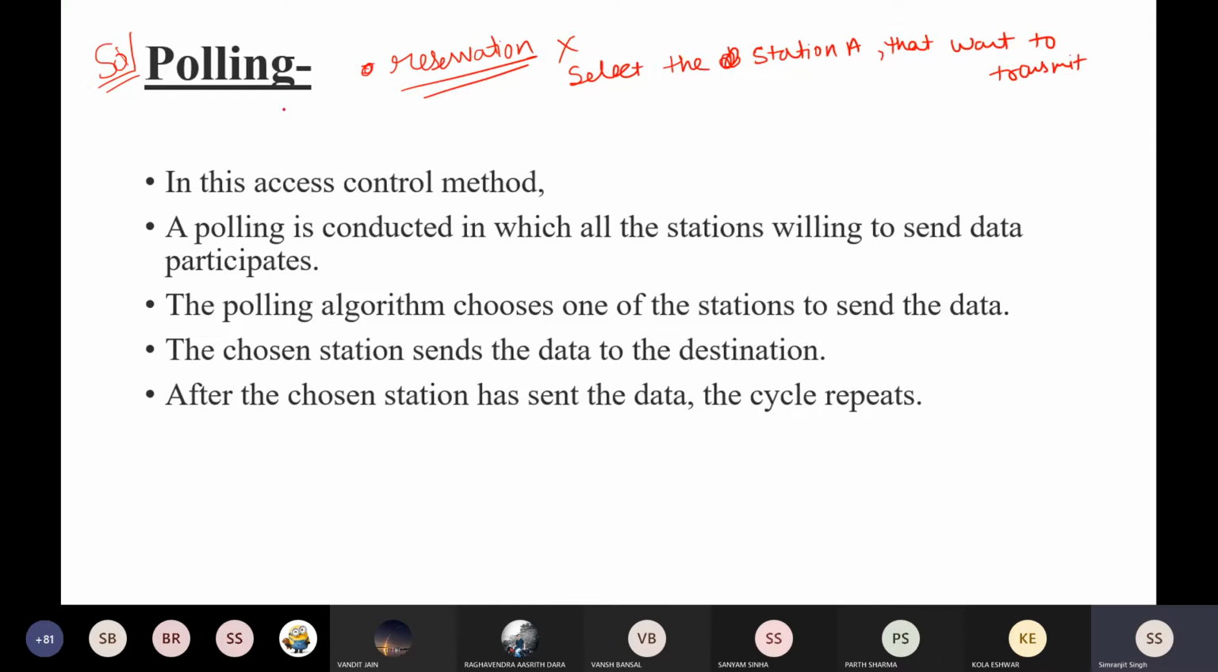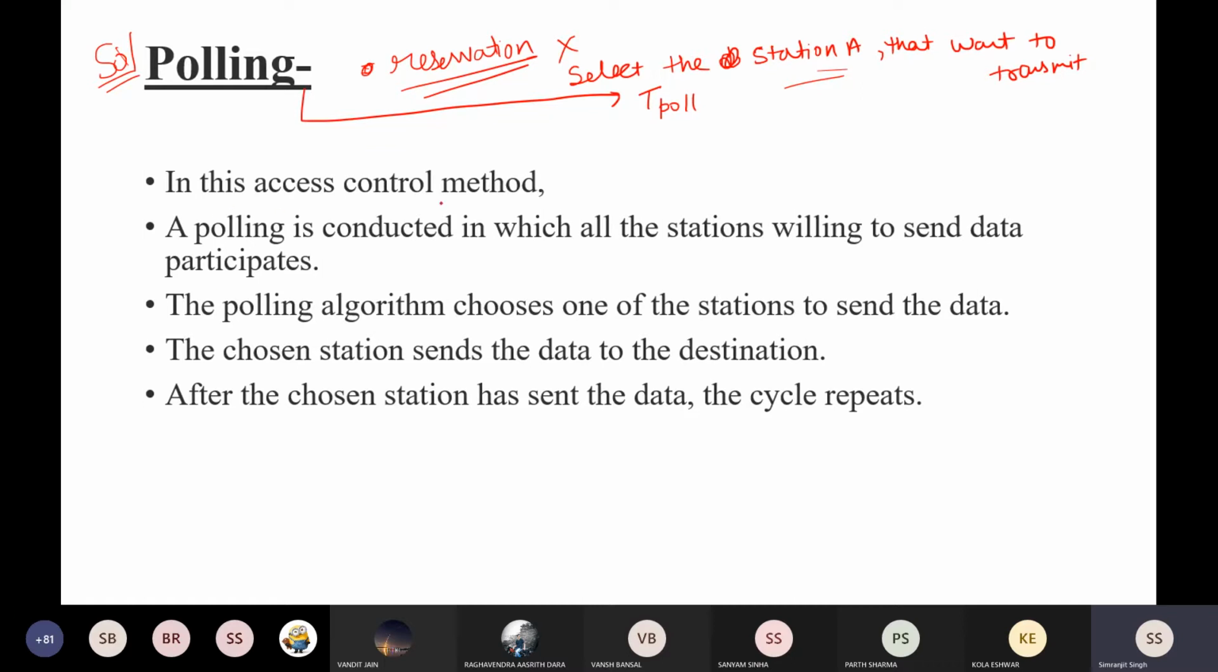But to select a particular station, I require some time. This time is called T poll. T poll means this much amount of time I require for polling. Polling means it will ask every station who wants to send data. It is taking a poll from every station, and if station A says it wants to send data, it will assign a particular time slot to station A to send the data.